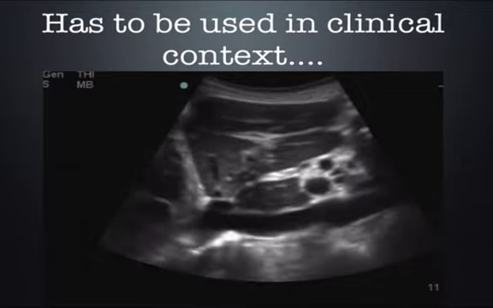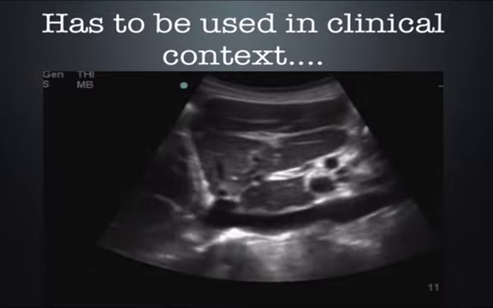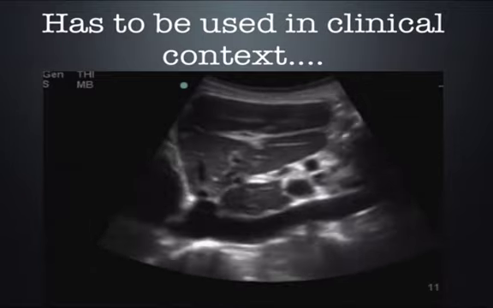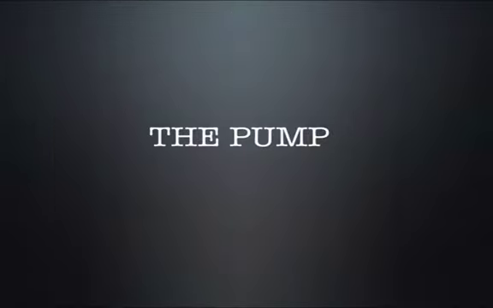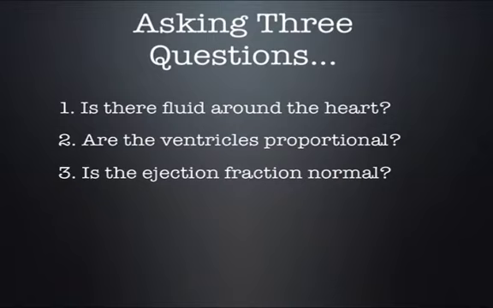You just use the ultrasound as a guide for your differential diagnosis and a guide for the resuscitation of your patient. And once I've evaluated the IVC, I usually advance on to the heart, particularly if the IVC is plethoric. So let's talk about the pump now. And really, when we're talking about evaluating the pump, we're not talking about a comprehensive echocardiographic evaluation. We're talking about three simple questions, and that is, is there fluid around the heart, are the ventricles proportional, and is the ejection fraction normal?